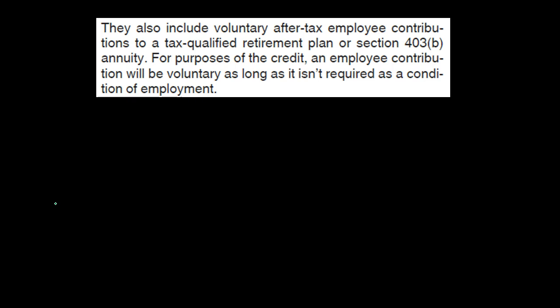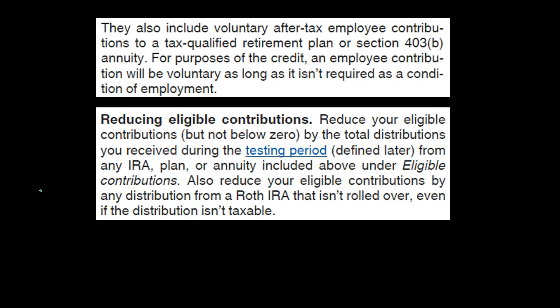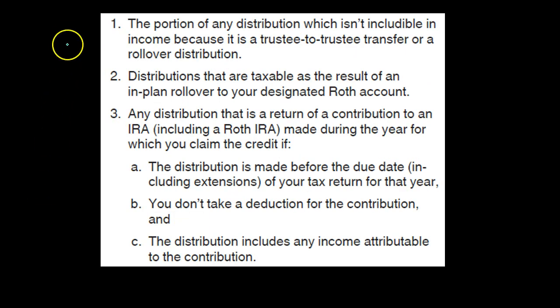They also include voluntary after-tax employee contributions to a tax-qualified retirement plan or Section 403(b) annuity. For purposes of the credit, an employee contribution will be voluntary as long as it isn't required as a condition of employment. Reducing eligible contributions. Reduce your eligible contributions, but not below 0, by the total distributions you receive during the testing period, defined later, from an IRA, plan, or annuity included above under eligible contributions. Also reduce your eligible contributions by any distribution from a Roth IRA that isn't rolled over, even if the distribution isn't taxable.